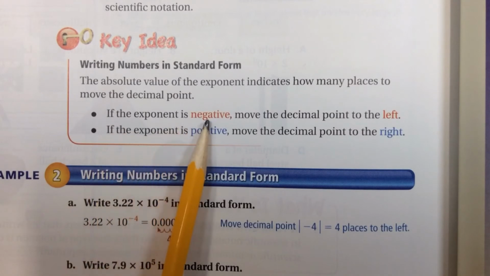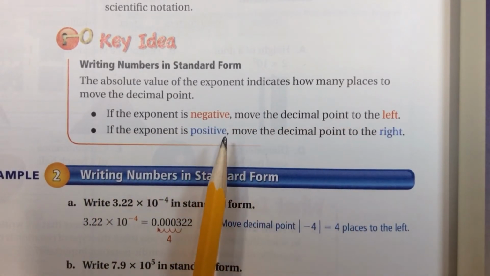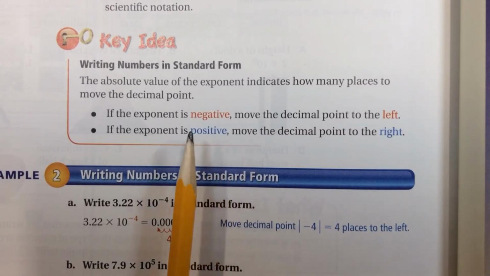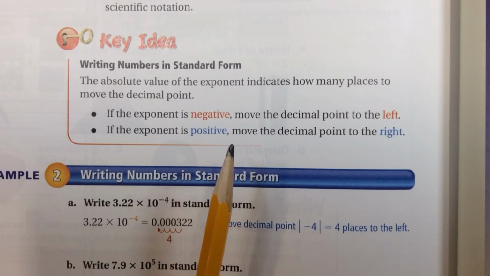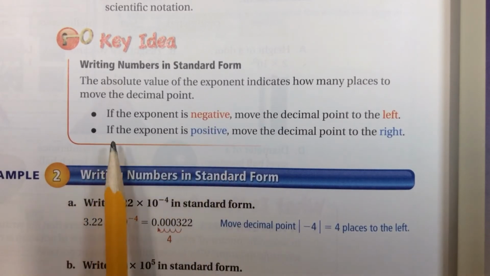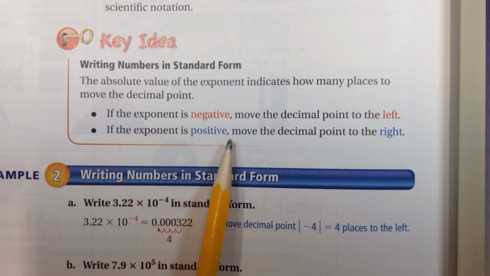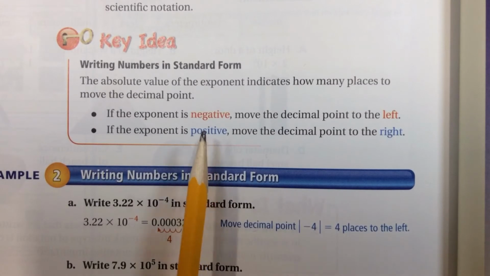If the exponent is negative, move the decimal to the left. Now, I can't remember if we're moving it left or right most of the times. I just know if it's a negative exponent, I'm making the number smaller because I'm dividing by 10 that many times. And here, if the exponent is positive, move the decimal to the right, because if it's a positive exponent, then we're multiplying by 10 that many times. So we're making the number bigger.